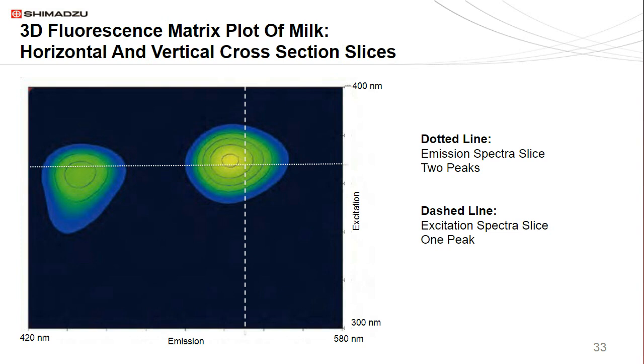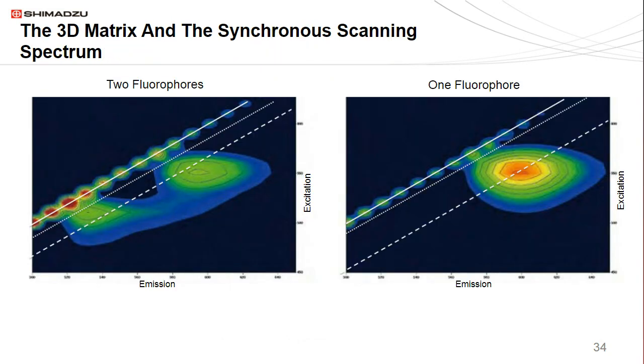But here we see the emission spectra is a horizontal slice through the three-dimensional matrix, whereas an excitation scan is a vertical slice denoted by the dashed line through the three-dimensional matrix. So what kind of slice through a three-dimensional matrix is a synchronous scan? Well, it's actually a diagonal slice.